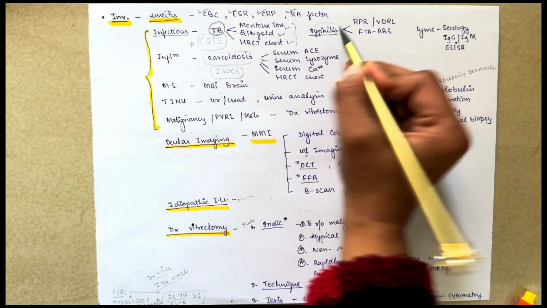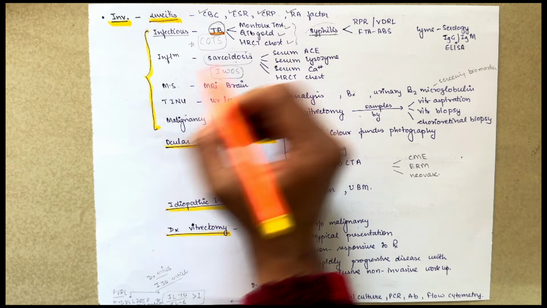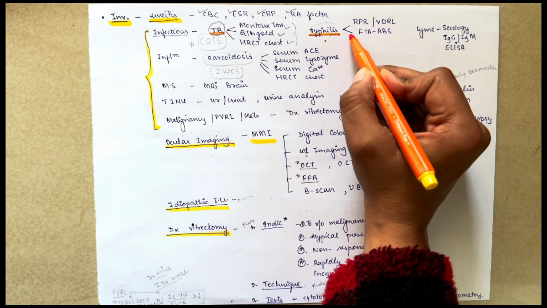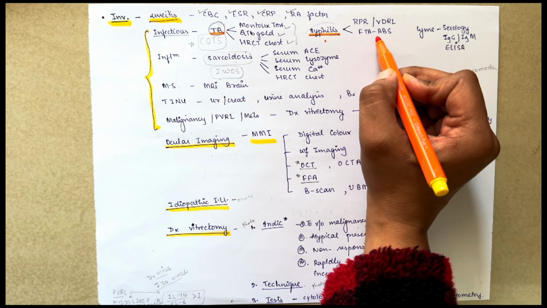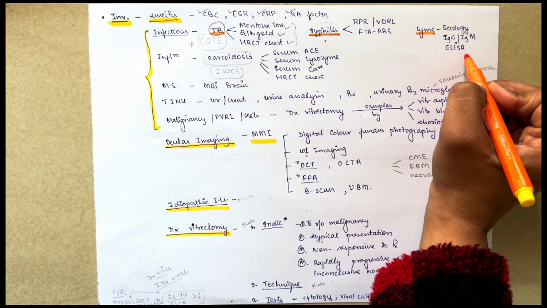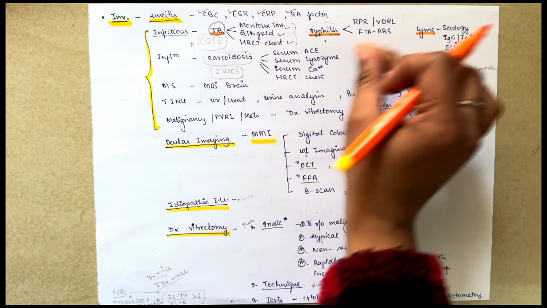For syphilis, so we have finished TB, then syphilis. For syphilis, you will do VDRL test or FTA-ABS test for antibody testing. Then for Lyme, you go for serology testing. So in this way, you can mention all these tests.